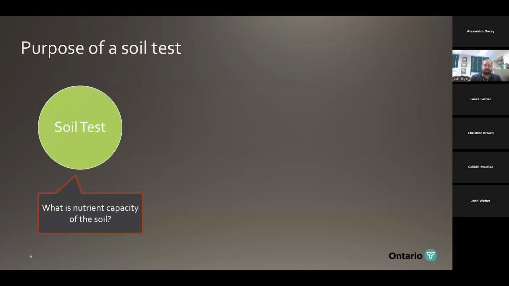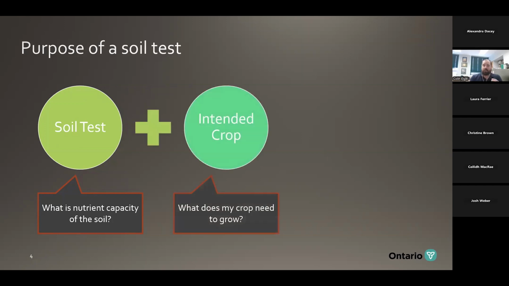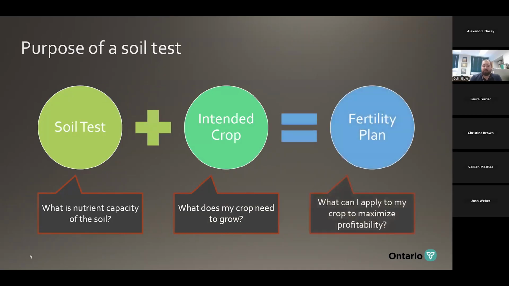So if we look at that whole broad picture of what we're doing a soil test for, it's looking at that soil test, what that nutrient capacity is within that soil, putting it together with an intended crop, and really looking at what that crop needs to grow. And from both of those, creating a fertility plan. And really, that fertility plan involves not just what that crop needs to grow, but looking at maximizing that profitability.